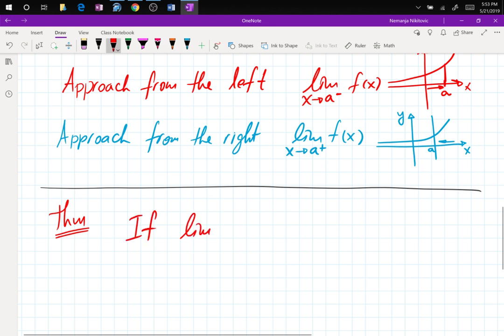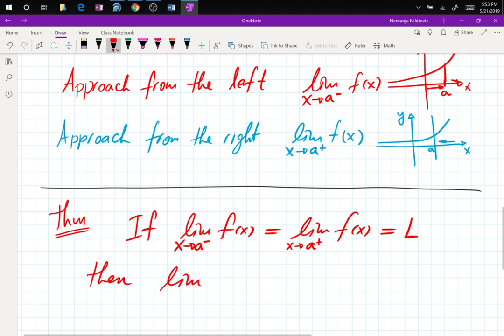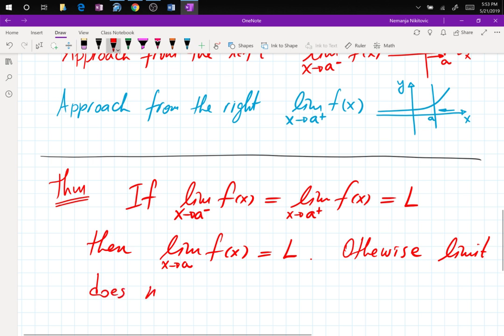If the limit of f of x as x approaches a from the left is the same as the limit of f of x as x approaches a from the right, and is equal to some value, call it L, then the limit of f of x as x approaches a is equal to L. Otherwise, the limit does not exist. We say that the limit DNE.